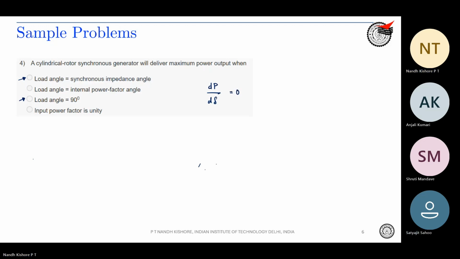Yes, sir. dP by d del is what we call it. So that should be equal to 0. Then what do you do?